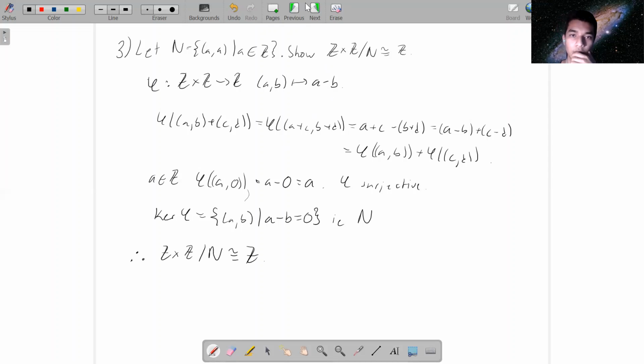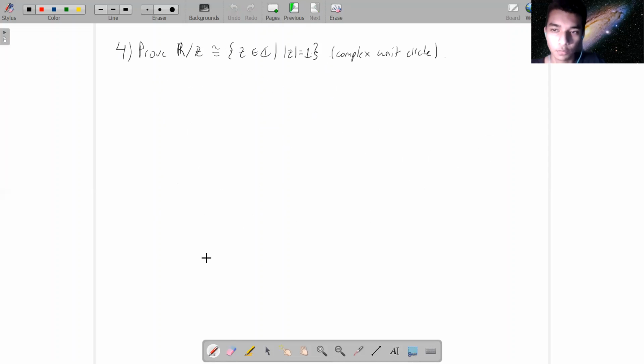And finally, for one last cool example, we relate three of the most common sets, which are the real numbers, the integers, and the complex numbers. In this case, we're not using the entirety of the complex numbers, we're just using the complex unit circle, which is the set of complex numbers which have magnitude 1. What this is saying is that you take the reals and you mod them out by the integers, and you obtain a group that is isomorphic to this unit circle.